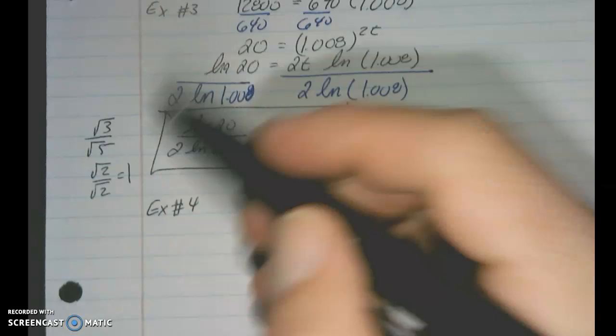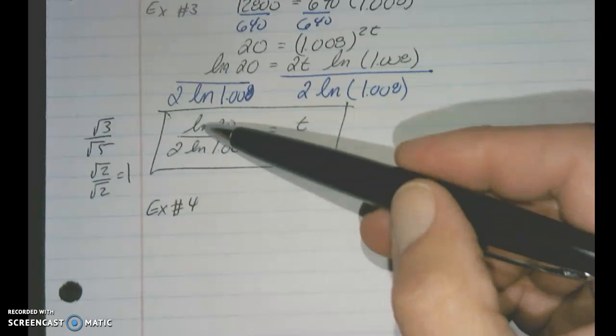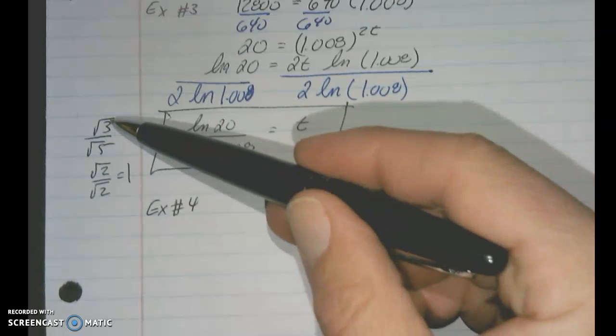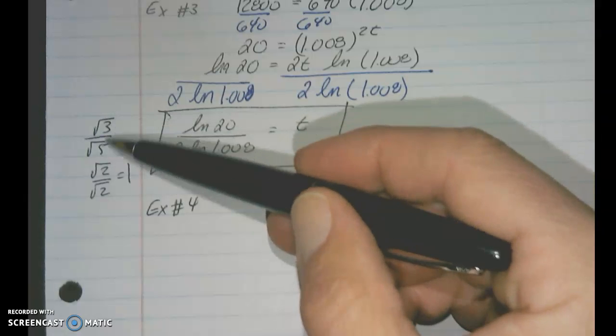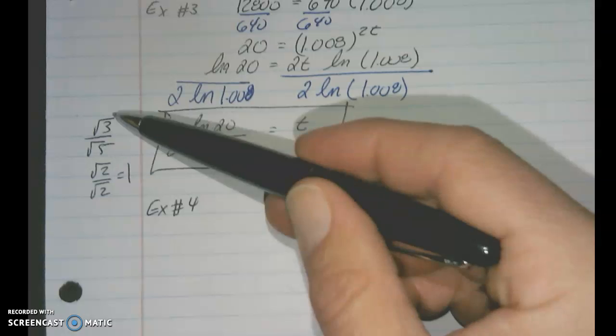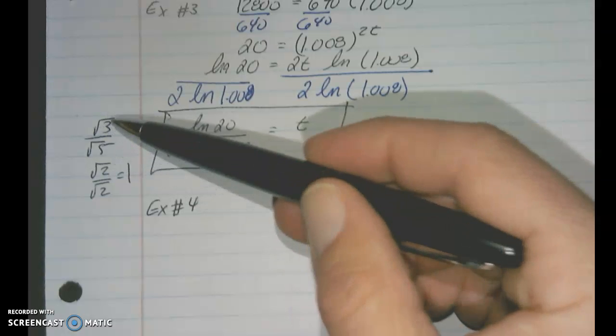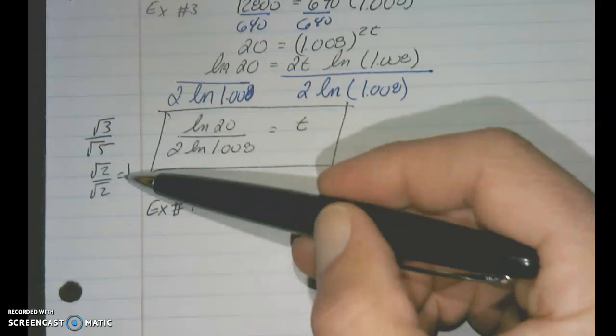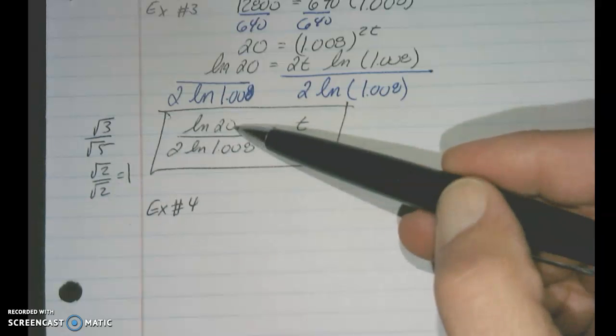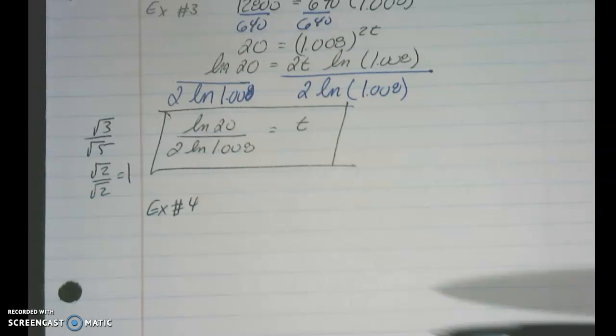Okay, so the question was, why don't these cancel out? They don't cancel out because they're kind of a function like the square roots. Over here we have the square root of 3 over the square root of 5. The square roots don't cancel out. It's a square root of 3, it's a square root of 5. Those are numbers. If we had square root of 2 over the square root of 2, that's equal to 1. So if we had a natural log of 20 over the natural log of 20, that cancels out. But the natural logs is actually a number.